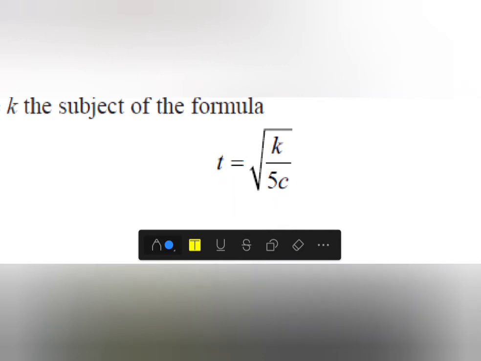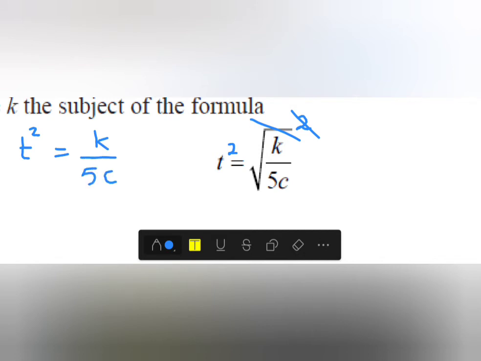And how do we remove the roots? Very good, by doing the opposite of roots. The opposite of square root is what? Very good, square. So I'm going to square both sides here and here. And this square removes the root. Now I end up with what? T squared equals k divided by 5c.